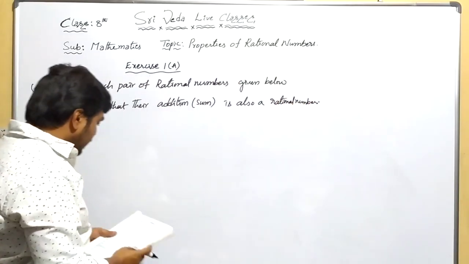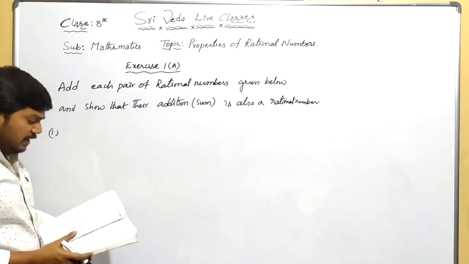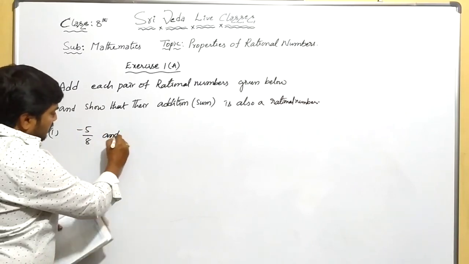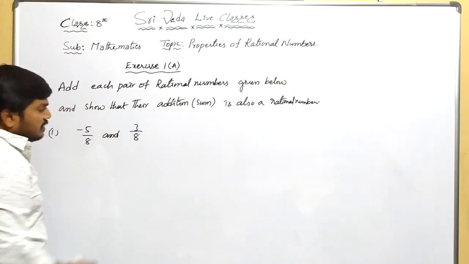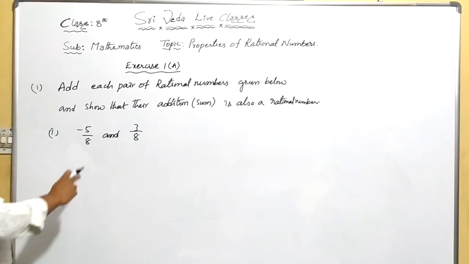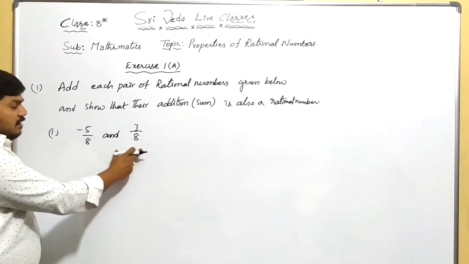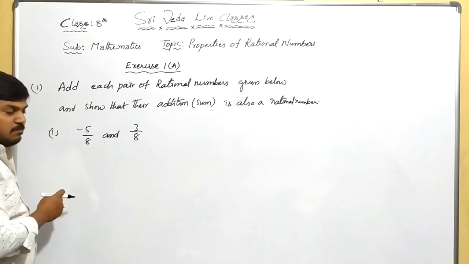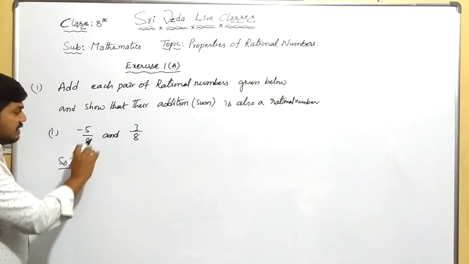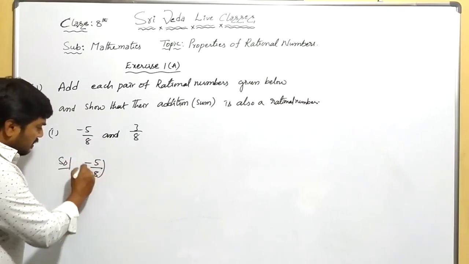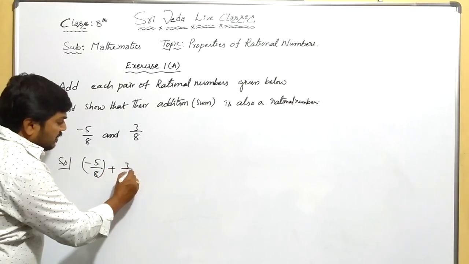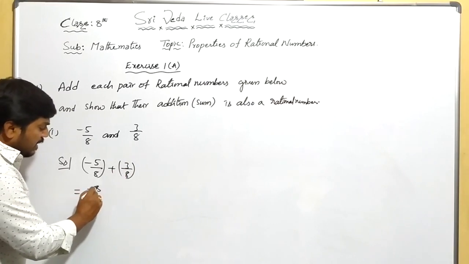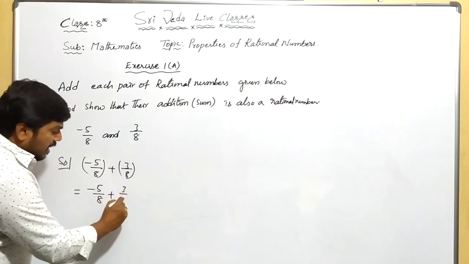Okay, you see that first one. What is that first one? Minus 5 by 8 and 3 by 8. These are the two given rational numbers; a pair means two. This is a rational number, and this is also a rational number. We need to add: minus 5 by 8 in brackets plus 3 by 8 in brackets. Now remove the brackets: minus 5 by 8 plus 3 by 8.